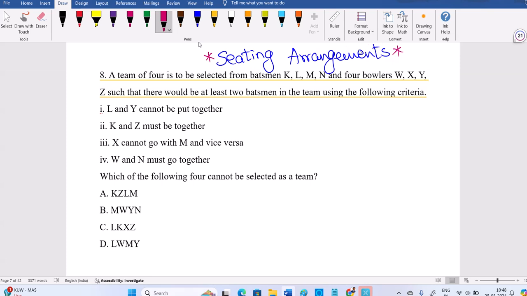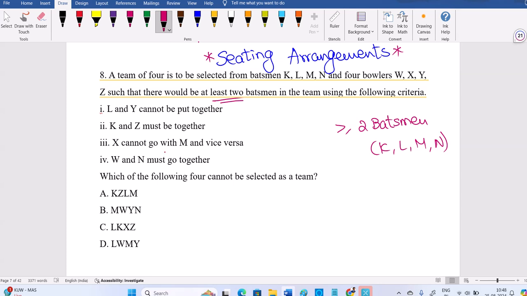a team of four is to be selected from batsmen K, L, M, N and from four bowlers W, X, Y, Z. There should be at least two batsmen. We need greater than or equal to two batsmen. So among K, L, M, N, minimum two required. So there might be many ways of doing it, and I'm going straightforward.